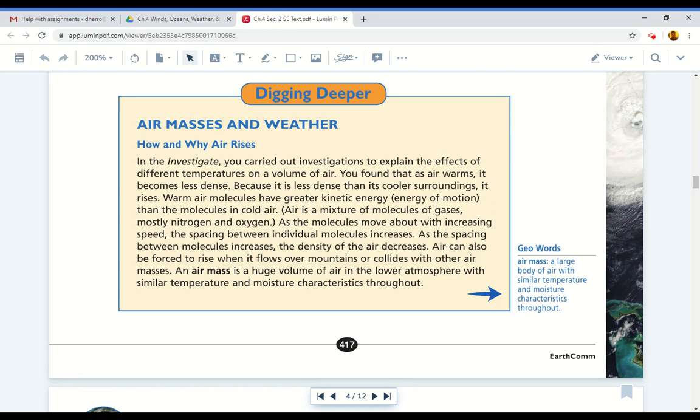Warm air molecules have greater kinetic energy than the molecules in cold air. As the molecules move about with increasing speed, the spacing between individual molecules increases. As the spacing between molecules increases, the density of the air decreases. Air can also be forced to rise when it flows over mountains or collides with other air masses. An air mass is a huge volume of air in the lower atmosphere with similar temperature and moisture characteristics throughout.